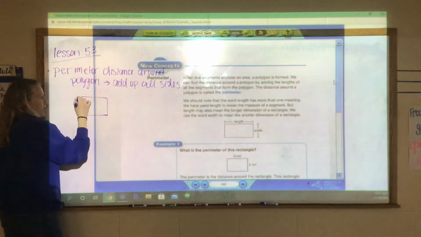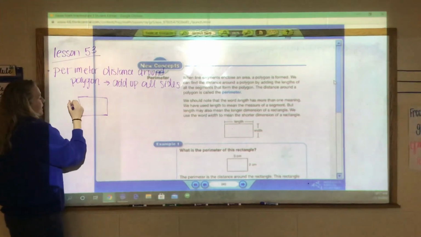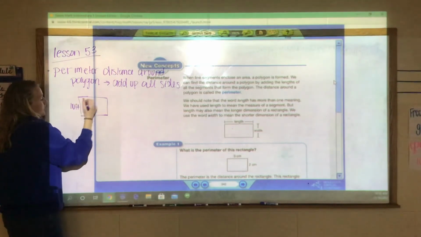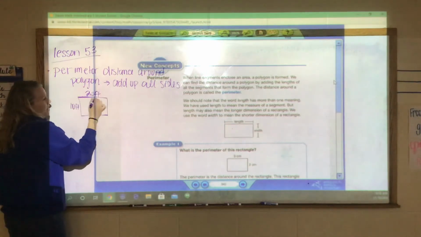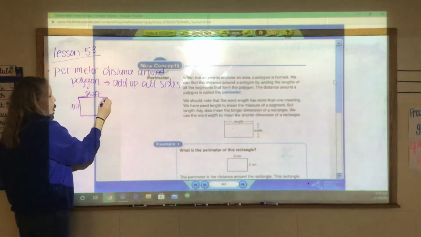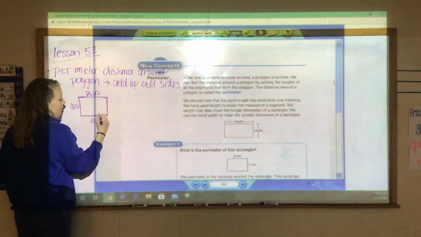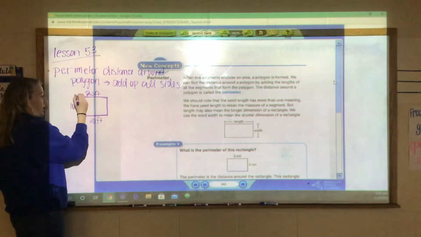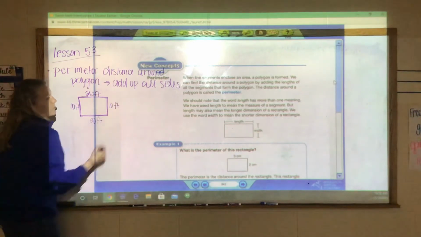So if this is my backyard, pretend. I don't have a backyard. We're going to pretend. And it's 10 feet by 20 feet. Okay. This side, if this is a rectangle, and we're going to pretend, okay, if this side is 20 feet, then this side will also be 20 feet. If this side's 10 feet, then this side will also be 10 feet, okay?